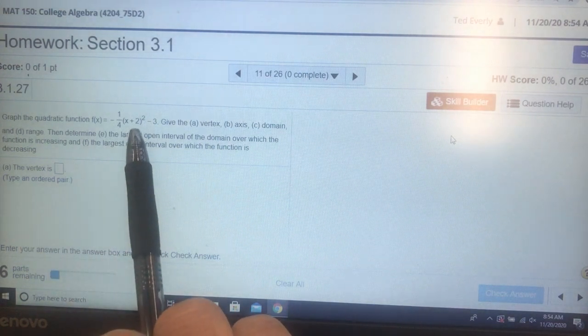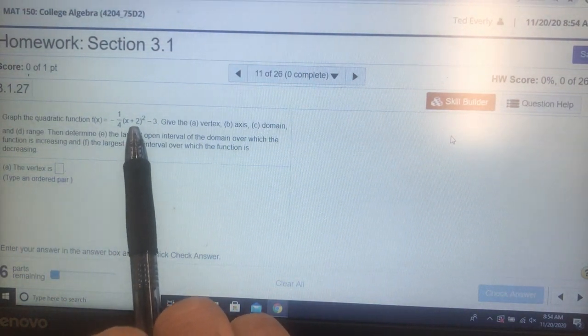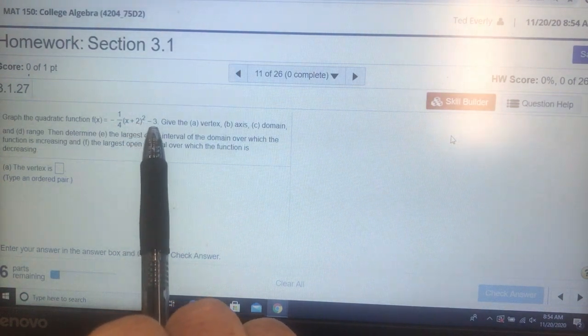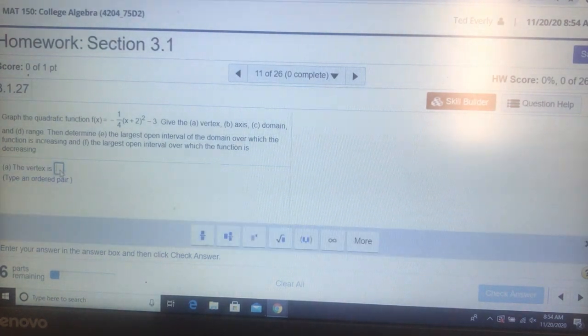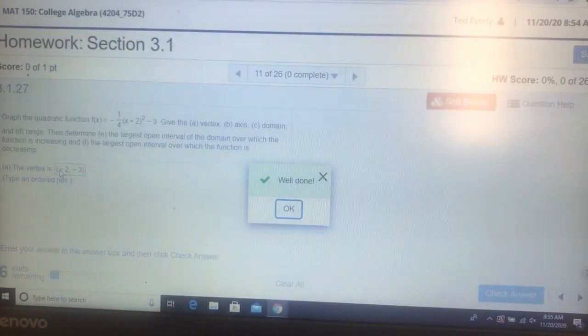So this is a vertex form. So right here's your x value. Remember, it's the opposite of that. So it's going to be -2, and then there's your y value, -3. So there's my vertex. I'm going to punch it in there. -2, comma, -3. Okay. All right, perfect.